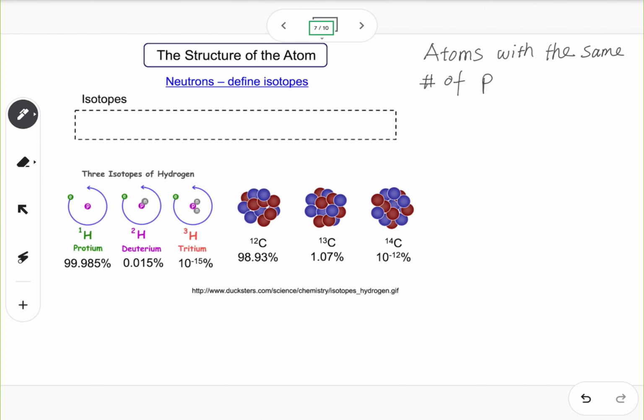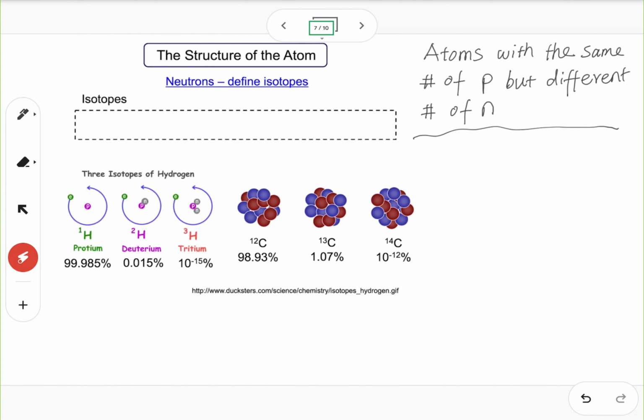I'm going to use P to represent protons, but a different number of neutrons. I'm using lowercase n to represent neutron. So this is how we define isotopes. Well, let's use hydrogen as an example. Hydrogen has 3 isotopes: protium, deuterium, and tritium.